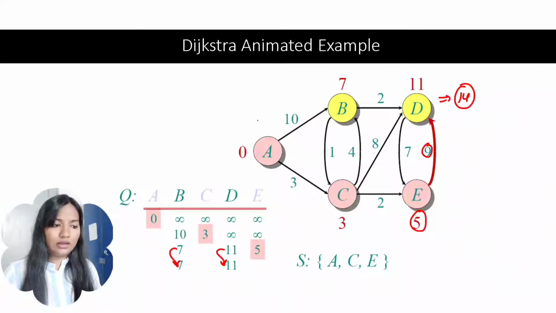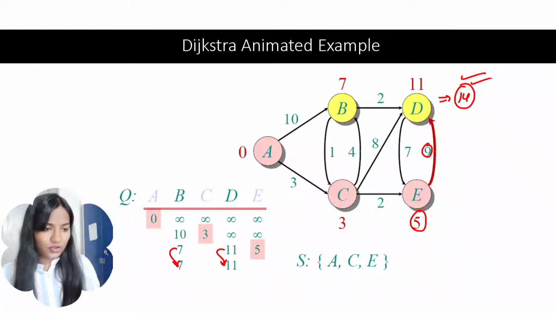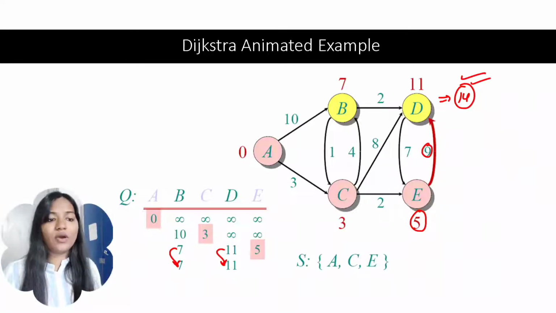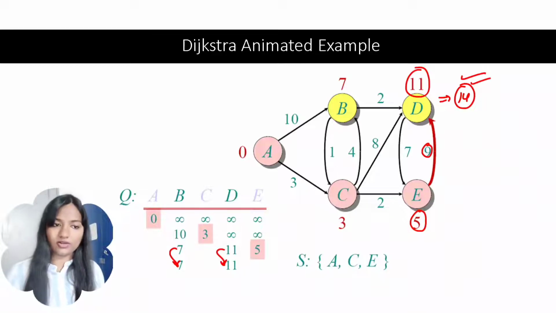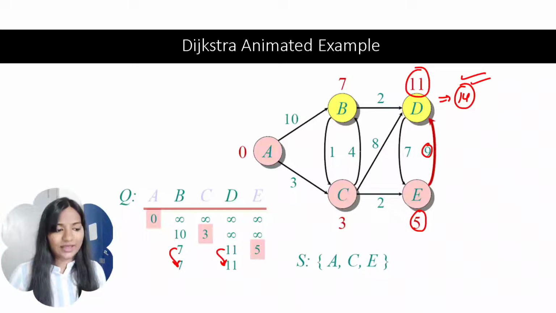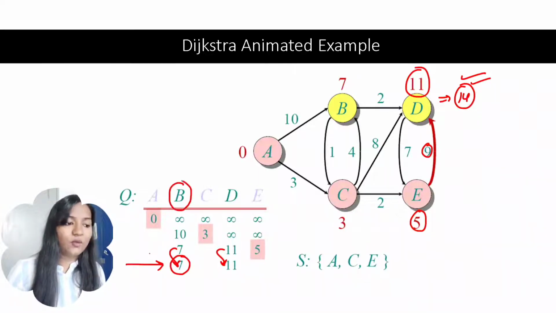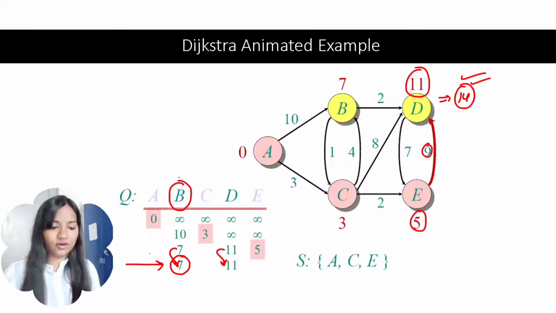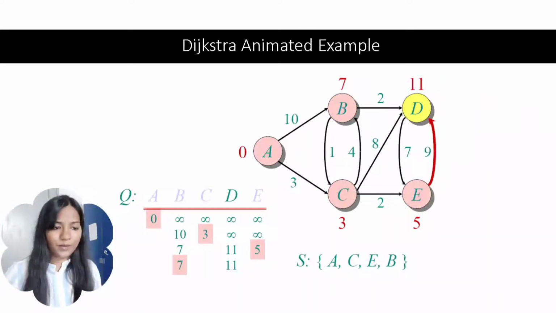Instead of going A, then C, then E, and then D, which is 14 units of distance, I will be going from A to C to D. That's only 11 units of distance. So I already have a better solution. Therefore, I'm not changing the value of D in my fourth row. Again, I will be selecting the minimum distance, that's 7. So the vertex B I will be visiting next. B is pink and also appended in this set S.